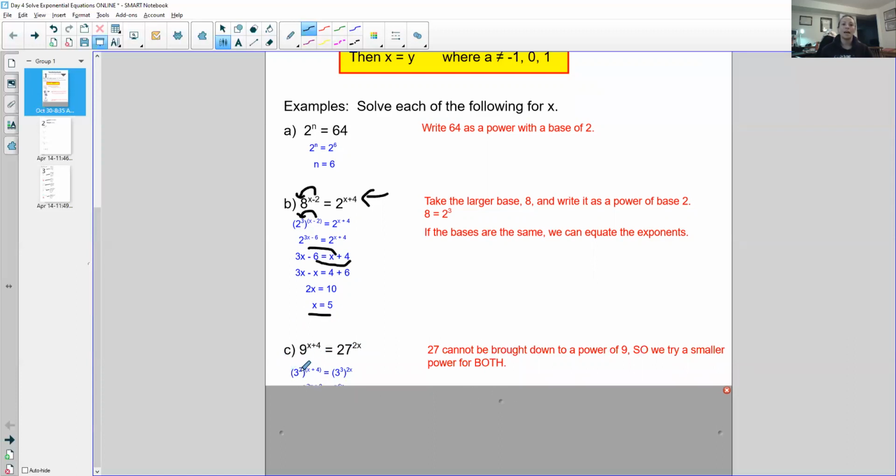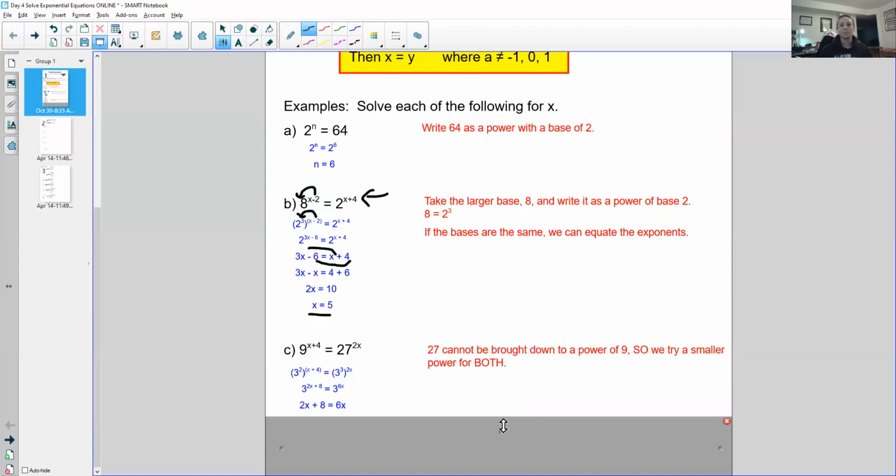So I'm going to replace 9 with 3 squared. I'm going to replace 27 with 3 cubed. Again, I'm going to use my power rule on both sides to simplify my exponents. My exponent on this side is 2x plus 8. The exponent on the right side is 6x. Now that my bases are the same, I can focus strictly on the exponents, so it's okay to remove the bases at this point and just set the exponents equal to each other, because of our law up at the top. And now I solve for x.